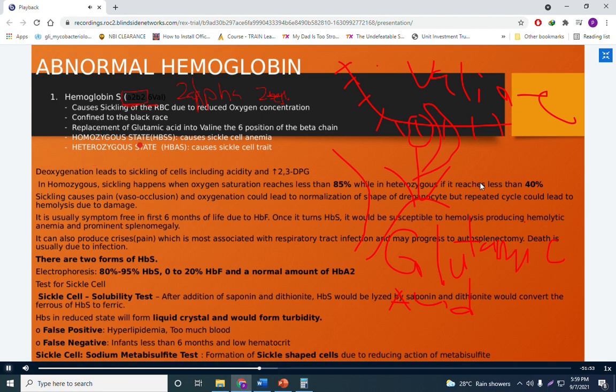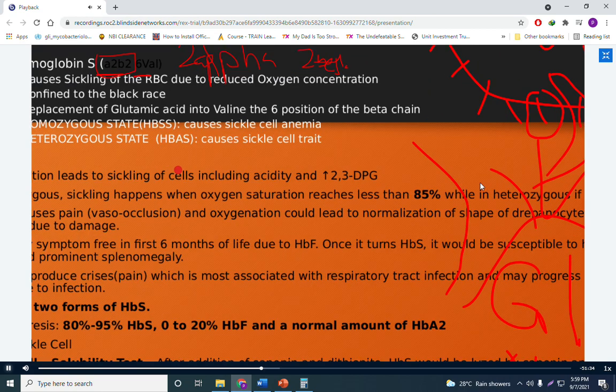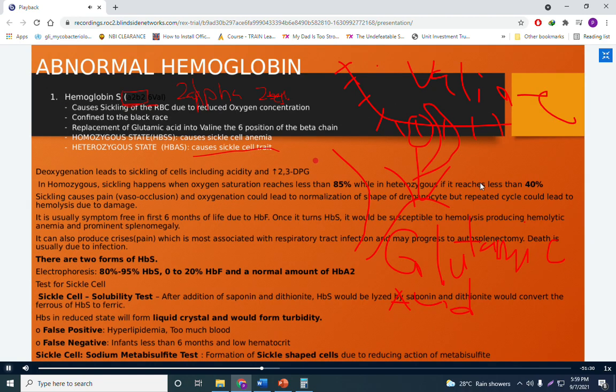Class, your homozygous, HbSS, causes sickle cell anemia. While your heterozygous, HbAS. Bakit A? Remember class, this is a type of adult hemoglobin. Kaya nga 2 alpha, 2 beta. Heterozygous HbAS causes sickle cell trait. Now, let's look at it in an explanatory basis.